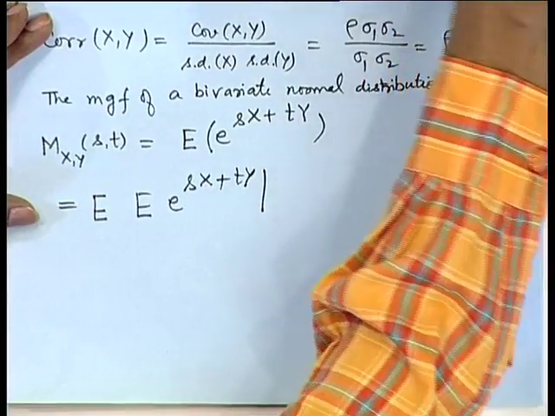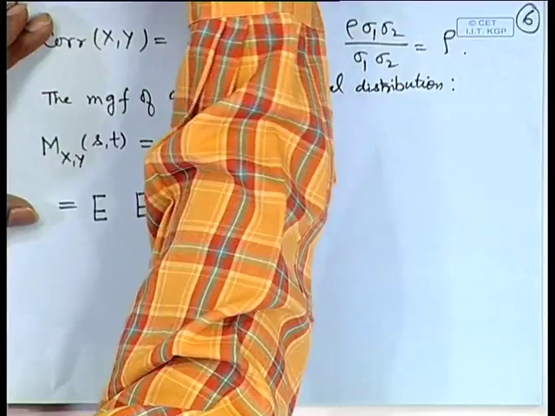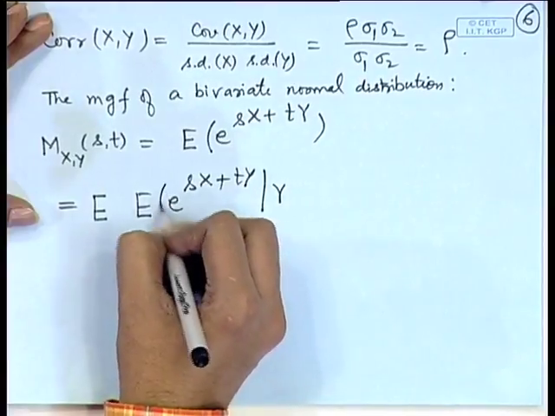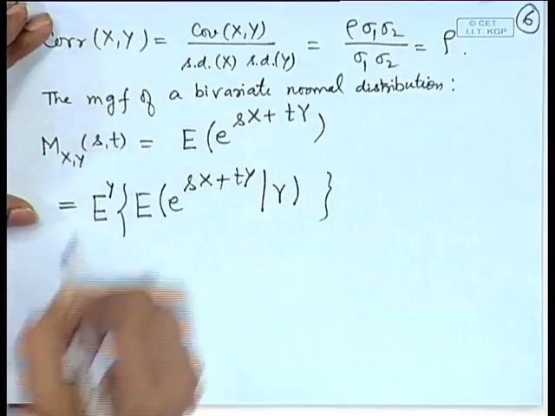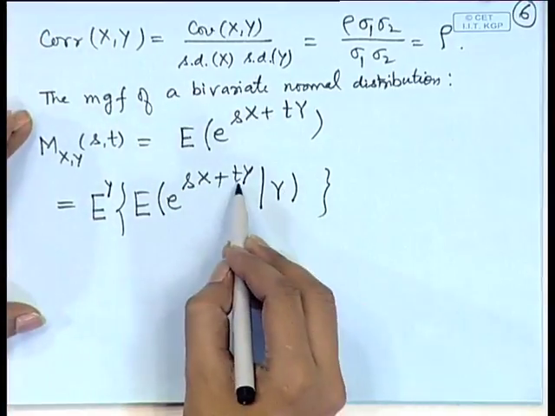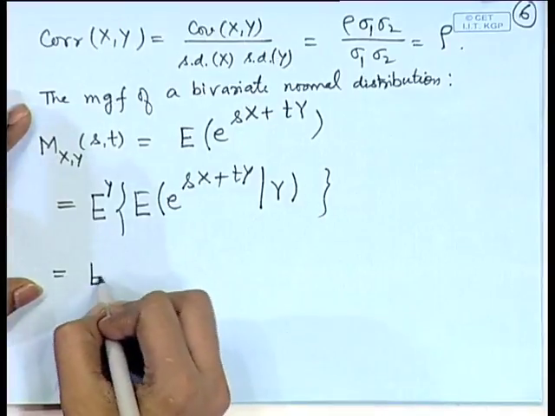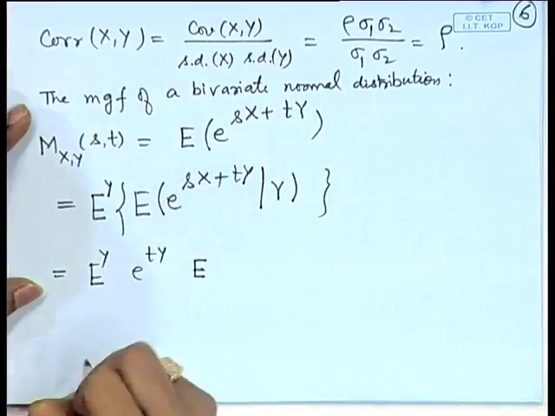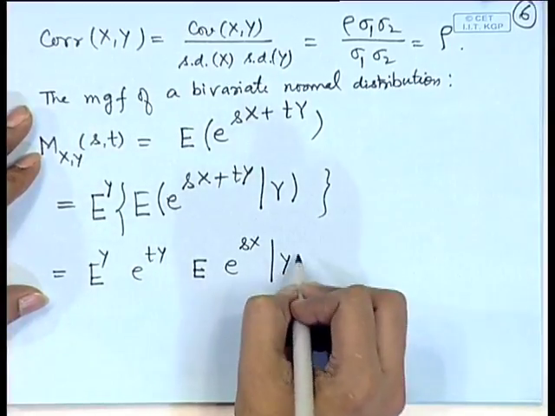in the previous one we have done the calculation using the conditional distribution of x. So, we can use the conditional distribution of y here. Now, given y, this e to the power t y term is fixed. So, we can separate it out and we are left with the expectation of e to the power s x given y.